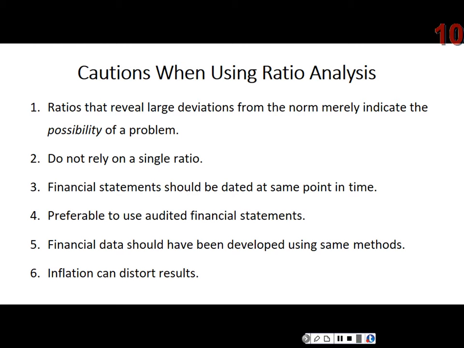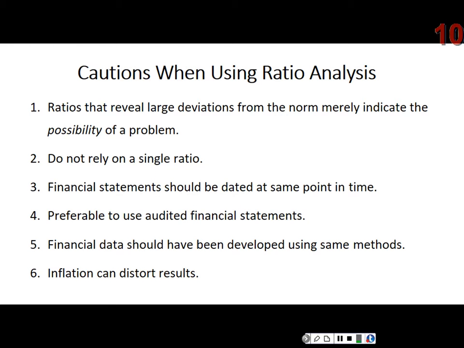And then number four, this is typically not a problem with banks because most of their financial statements are going to be audited. Financial data should have been developed using the same methods, and inflation can distort your results. When it comes to banks, the first three typically are more important than the last three. Okay, these are more related to non-financial corporations.